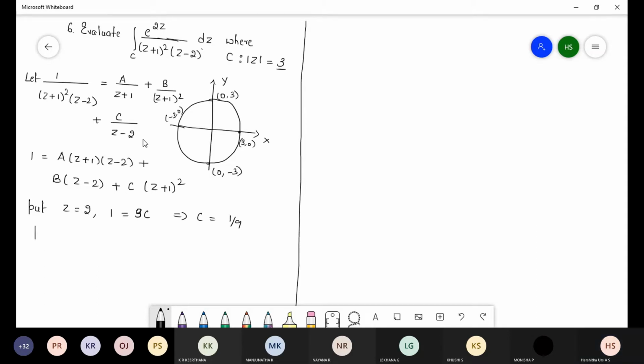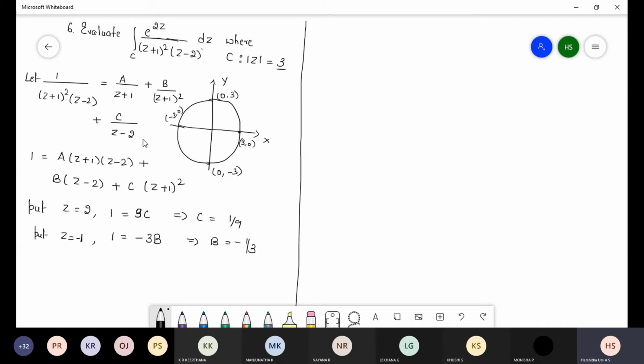Next, put z is equal to minus 1. If we put z equal to minus 1, the a and c terms become 0 because minus 1 plus 1 is 0, and 0 into (z minus 2) is completely 0. Same thing for the c term also. So 1 is equal to minus 3b, because minus 1 minus 2 is minus 3. So we get the b value as minus 1 by 3.